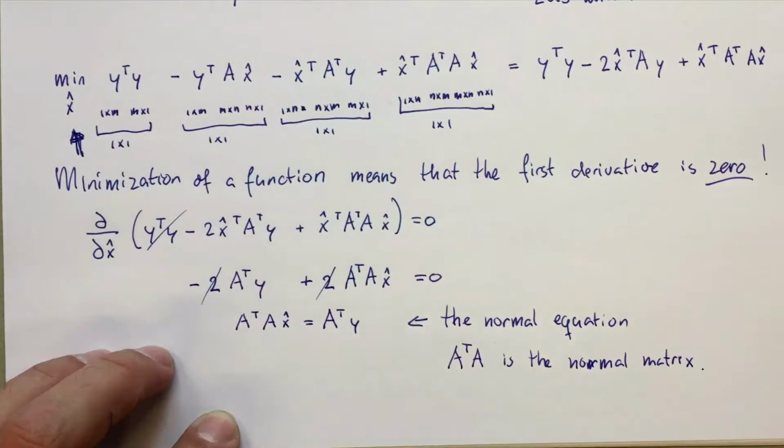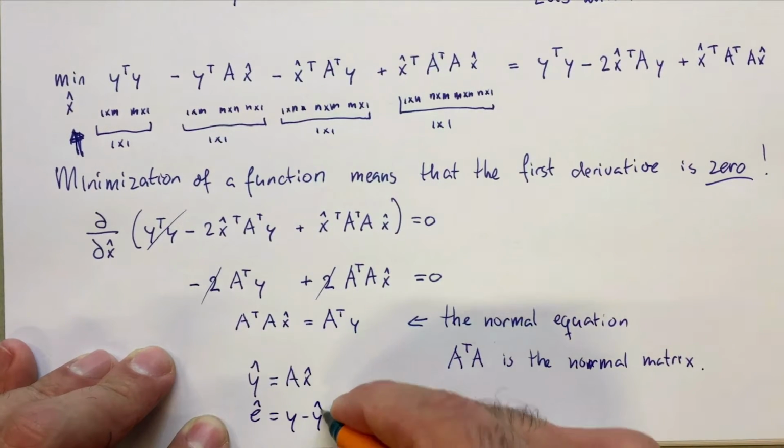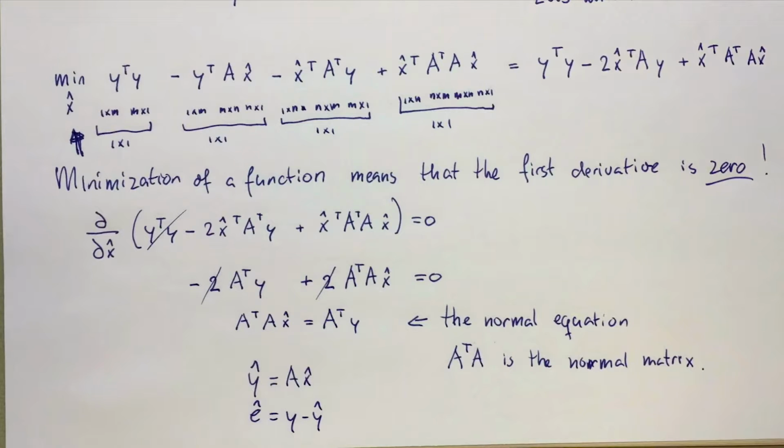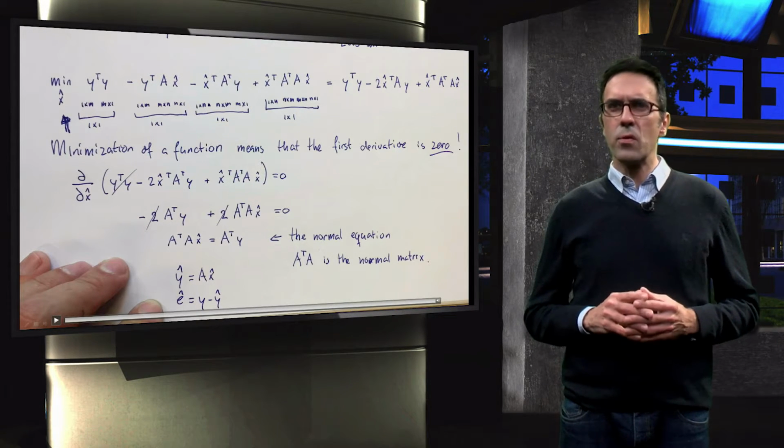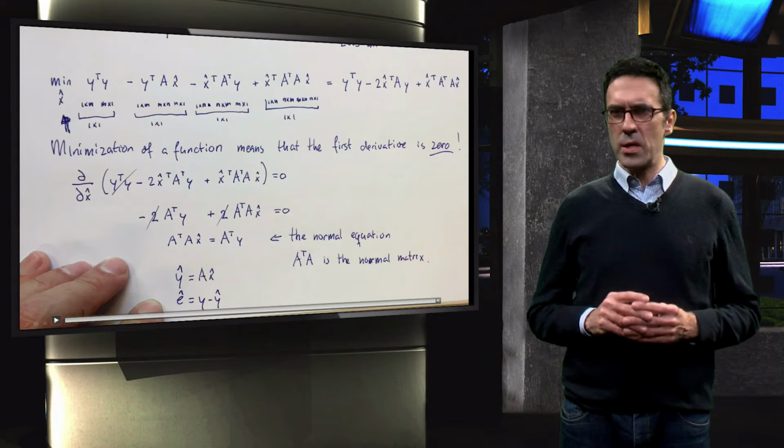Simplifying this leads to the so-called normal equations, which contain a linear function of the estimated parameters on the left-hand side and a linear function of the observations on the right-hand side. The product A transpose times A is called the normal matrix. This way, we find the expression for x hat, and subsequently also for y hat and e hat. This derivation still focused on the unweighted least squares estimate.